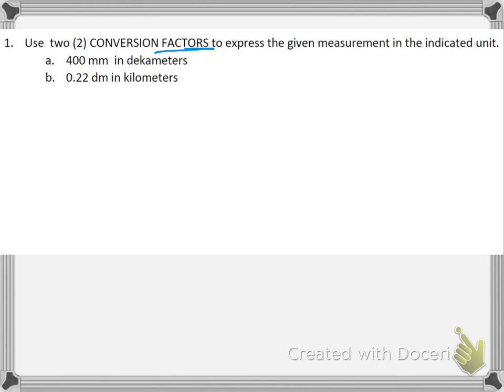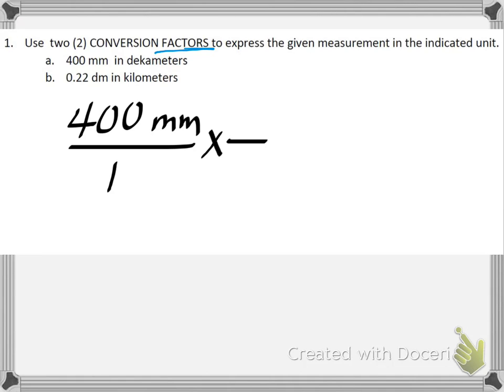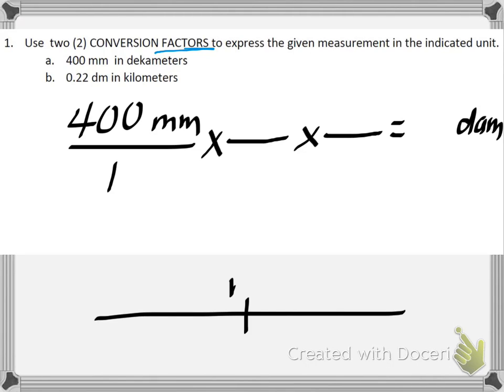So our first one, we want to take millimeters to decameters. So we're going to start with 400 millimeters, put that over 1, and factors means we're going to multiply 2 different things, and we want our answer to be in decameters. So we have 2 factors because we're going to do this in 2 steps. Now all the students need to know that you're going to have meters. This also could be grams or liters.